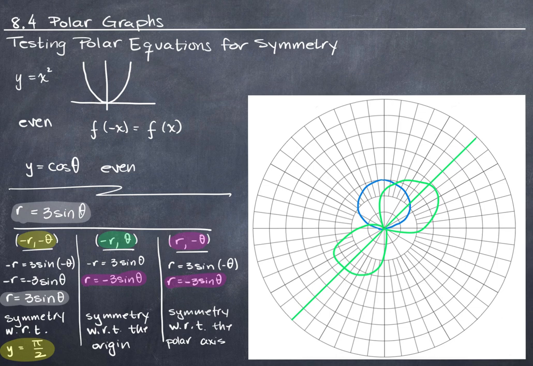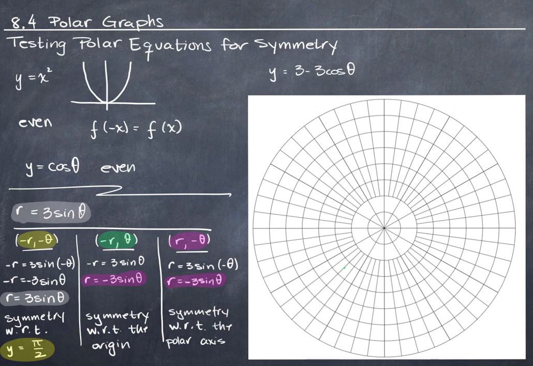So we did a couple of examples in the previous screen. The first one was this one, and we tested that one already. We replaced r and theta with negative r and negative theta. We got exactly the same thing back, and that means that this graph is going to have symmetry with respect to this line, right? So it's going to be equal on both sides of that line. Let's try another one and just see how it turns out. I got ahead of myself putting that up there.